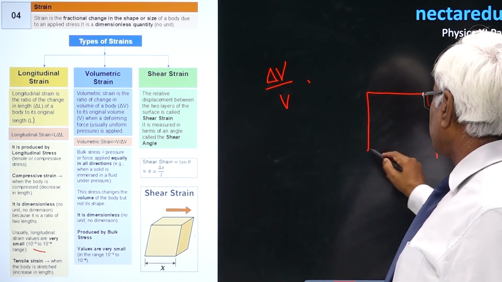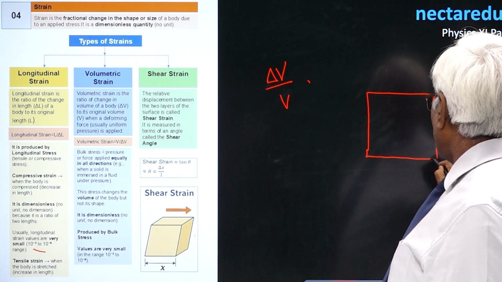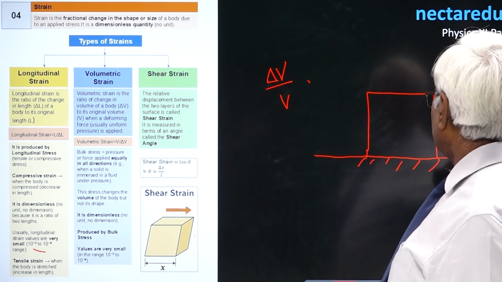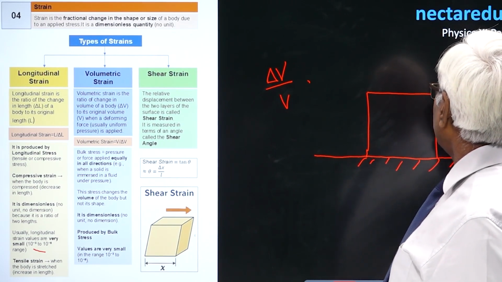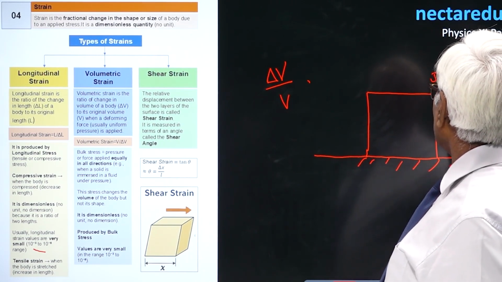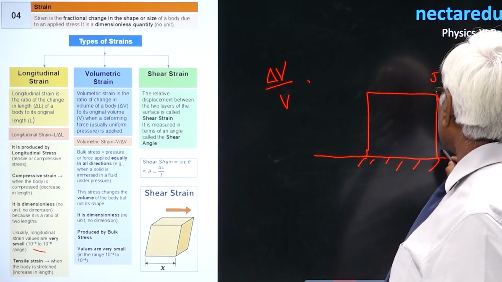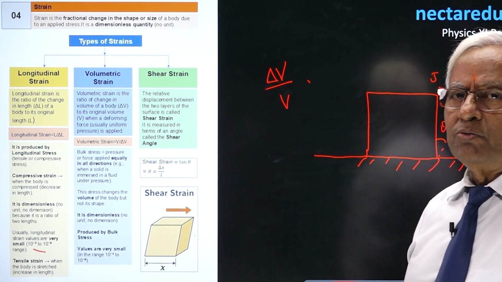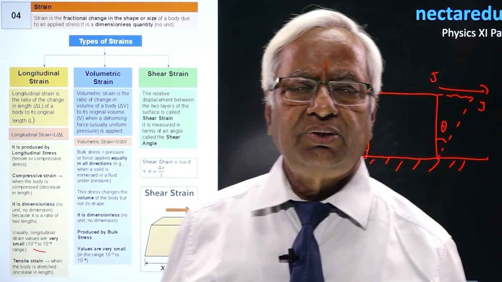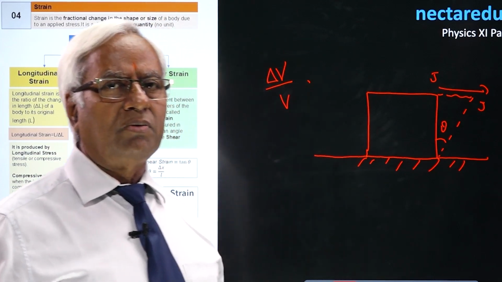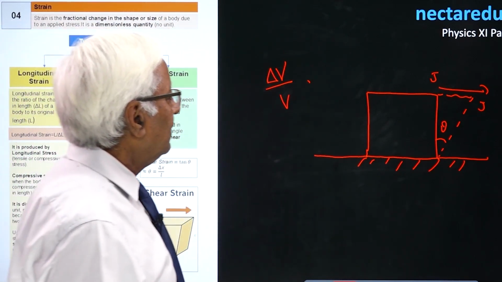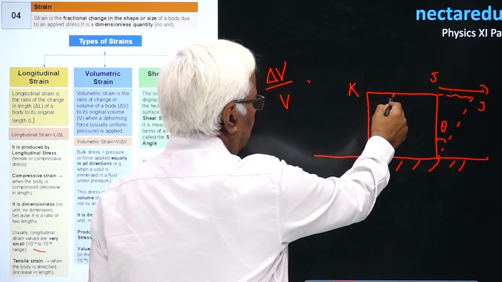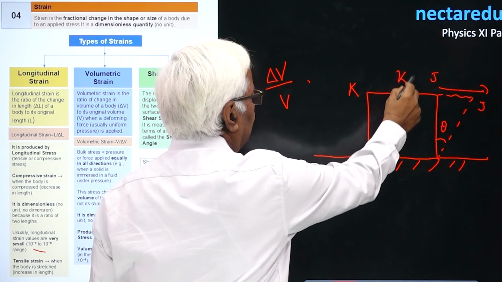Then shearing strain, that means one face of the body is fixed. A tangential force is applied and this J goes to J dash. That means the shape has changed. You could say distortion has taken place. There is a deformation in the shape of the body. This point, say K, has gone to K dash.